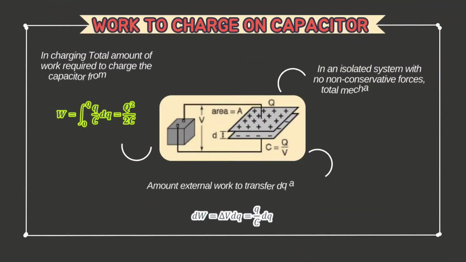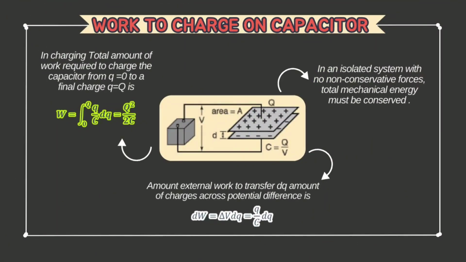4.4 is about work to charge a capacitor. In charging, the total amount of work required to charge the capacitor from Q equals 0 to a final charge Q equals big Q is given by the formula W equals the integral of Q divided by C dQ, equals Q squared divided by 2C. In an isolated system with no non-conservative forces, the total mechanical energy must be conserved. The amount of external work to transfer dq amount of charge across the potential difference is dW equals potential difference times dq, equals Q divided by C dq.